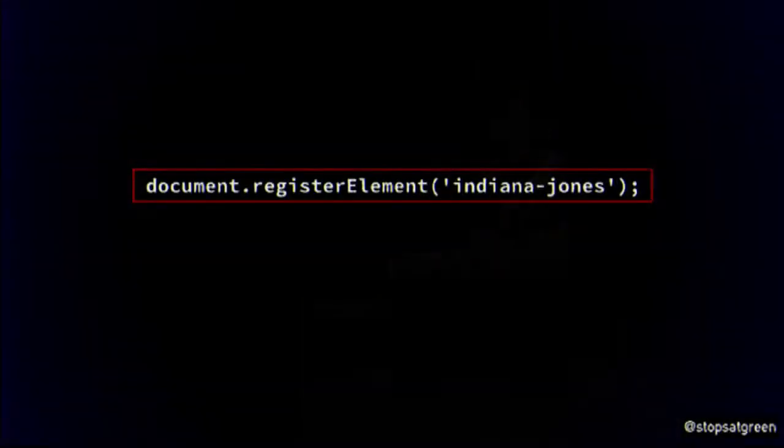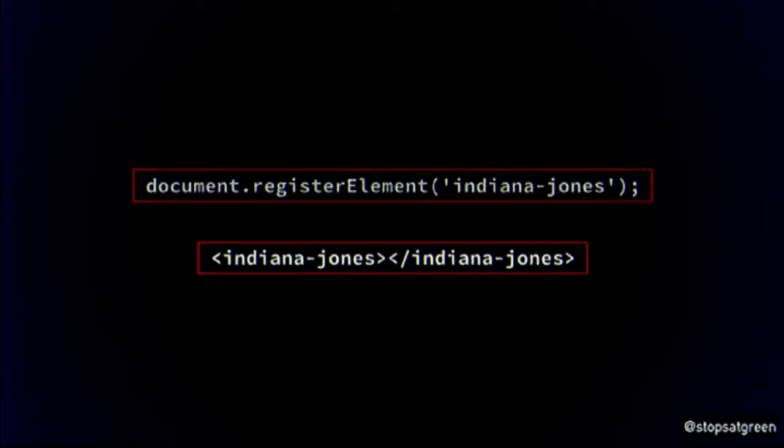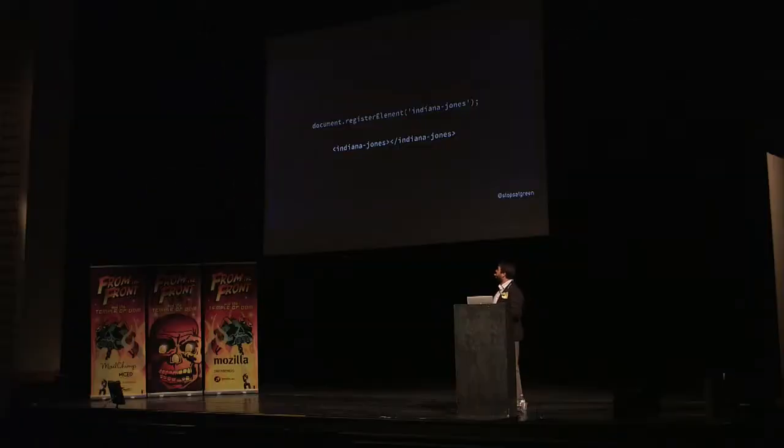Custom elements. First of all, you tell the browser you want to create an element called Indiana Jones, and then you use it. That's it. You say to the browser, I want to do this, I'm going to create an element called this, and then you put it, and then when it sees the element, it goes, oh yeah, that's the thing it told me about earlier. Okay, that's cool, carry on.